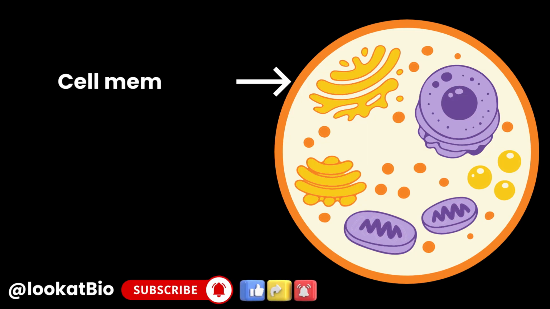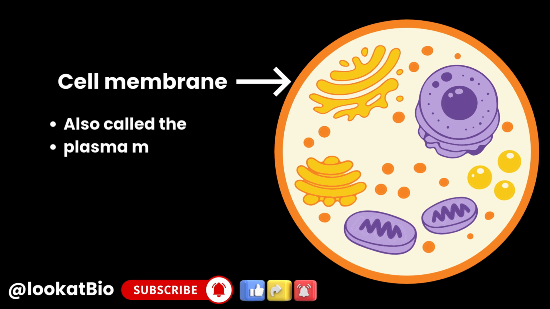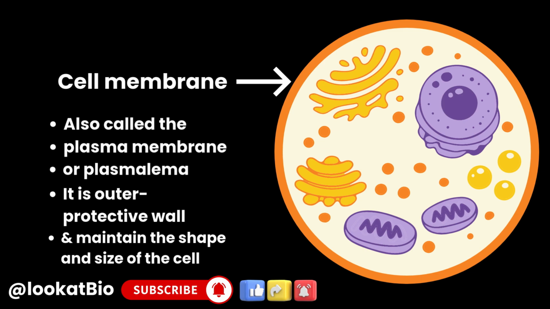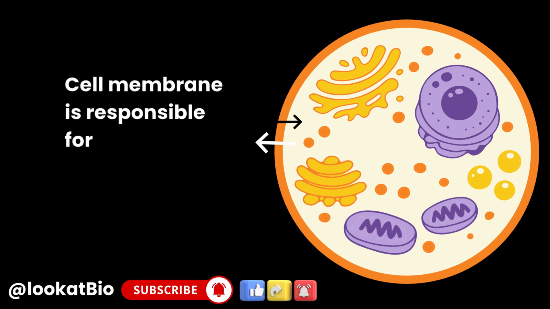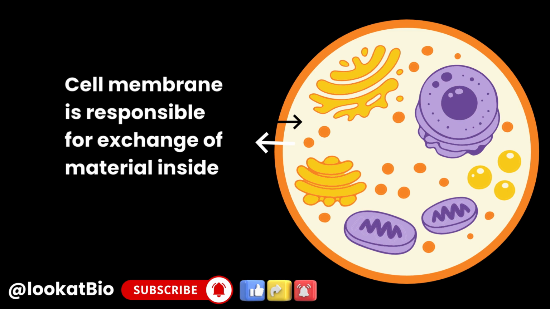Hi everyone. In this video, we will talk about the cell membrane, also called the plasma membrane or plasmalemma. It makes the outer protective wall of the cell and maintains the shape and size of the cell. Obviously, any exchange outside or inside of the cell happens through the cell membrane only.